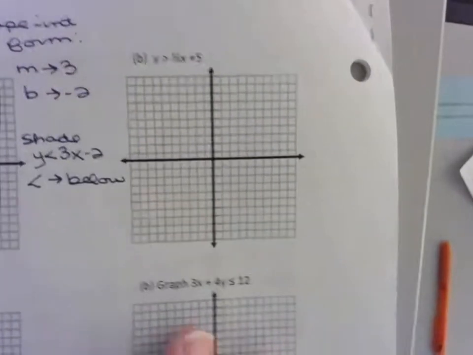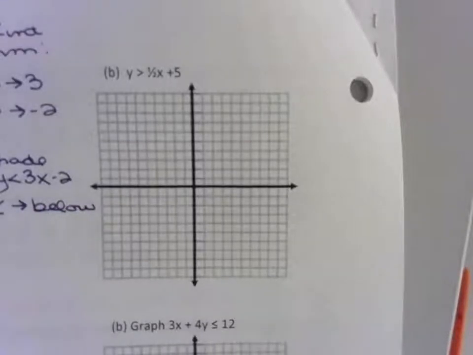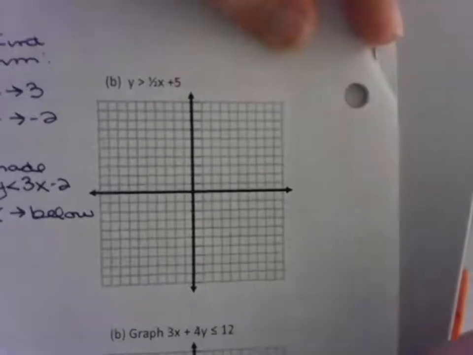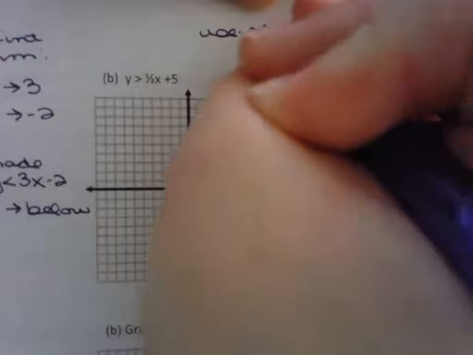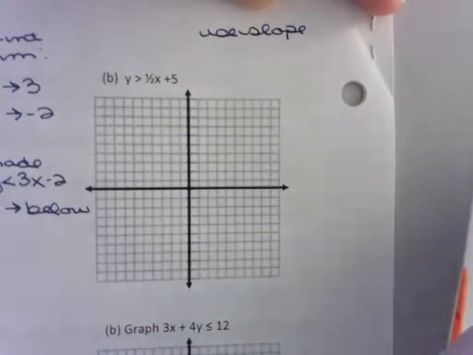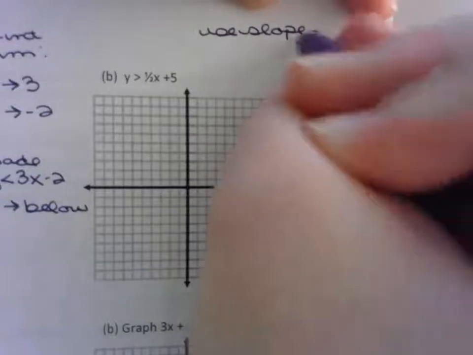Okay, let's look at B. First of all, I notice that this is an inequality because this y is greater than 1/2 x plus 5. Okay, what do I notice first? Yes, so we're going to use slope-intercept form. Don't make your life harder than it needs to be. If it's already in slope-intercept, we're going to use slope-intercept form.